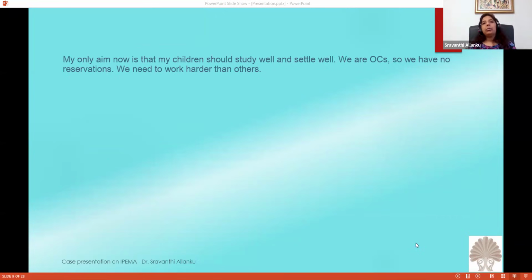We are OCs. Now, OCs in India is the other categories. Meaning, in India, if you're born within certain sects, certain castes, there is a preference in educational institutions, in jobs, etc. Anyone who is not within this preferential caste is called other castes or other categories. So they don't have any reservations. So he's saying we are OCs, so we have no reservations. We need to work harder than others.